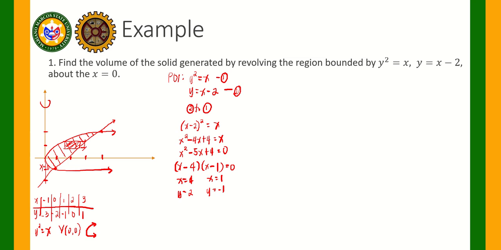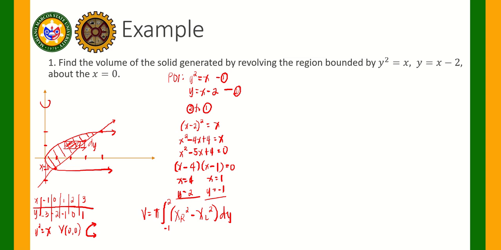So this is dy. Since this is dy, what are our limits? Limits natin is from negative 1 to 2. Now, what is the formula that we are going to use? V is equal to pi times the integral of, since horizontal siya, xr squared minus xl squared dy, limits from negative 1 to 2. Okay?